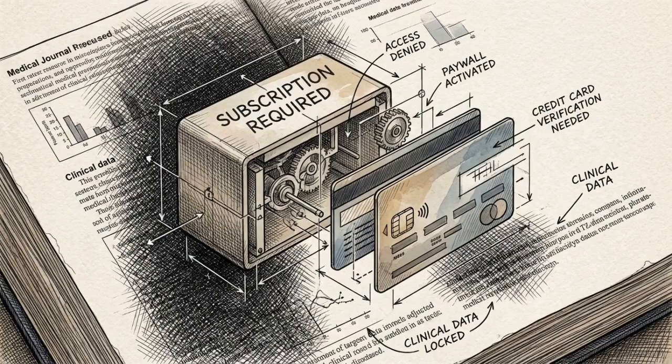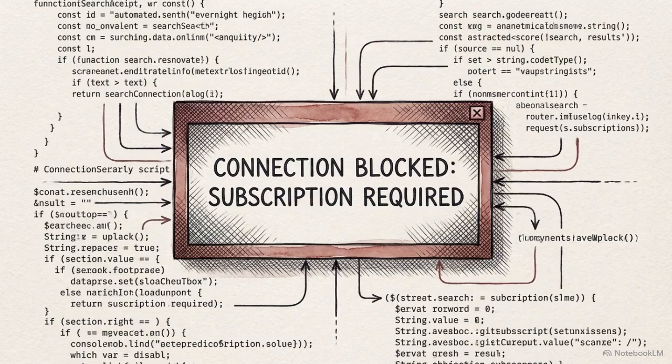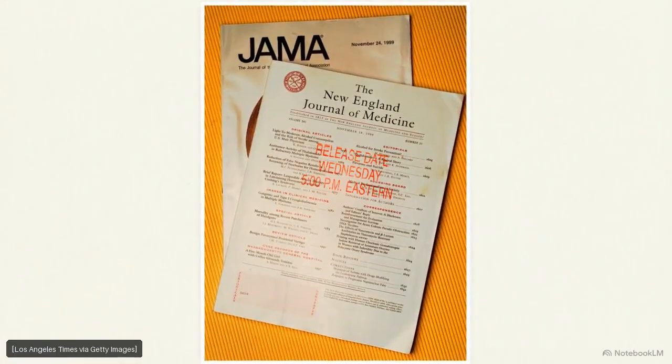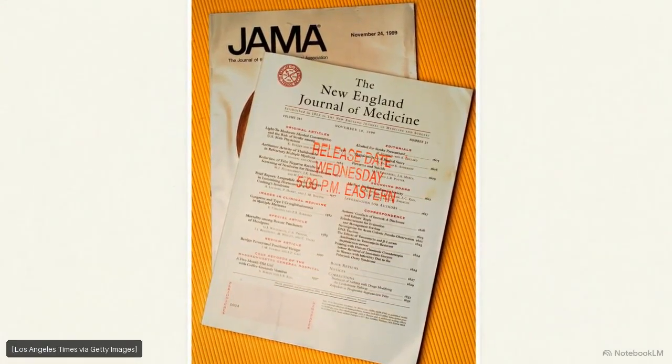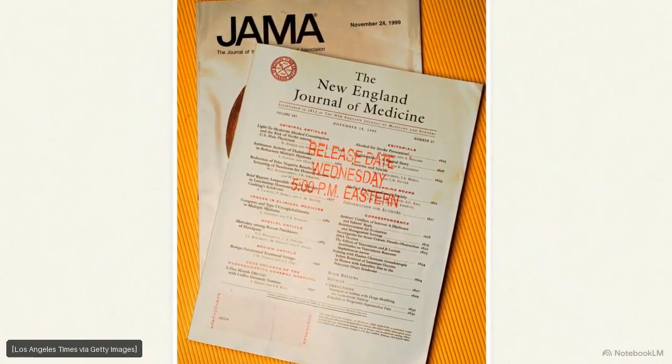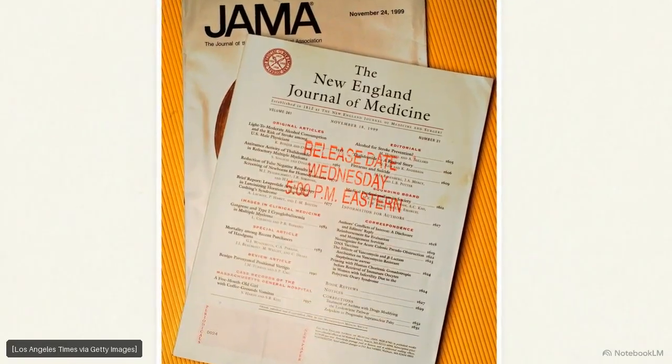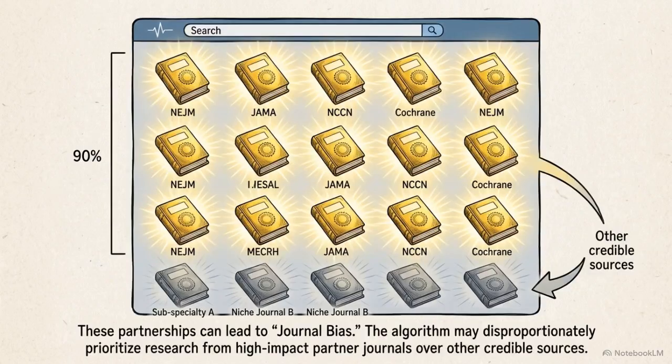Much of the world's clinical data is locked behind paywalls. Because these studies are not freely available, they are often inaccessible to standard AI web crawlers. To solve this, OpenEvidence partnered with major publishers, allowing the model to read the full text of JAMA and the New England Journal of Medicine. These partnerships can lead to journal bias. The algorithm may disproportionately prioritize research from high-impact partner journals over other credible sources.